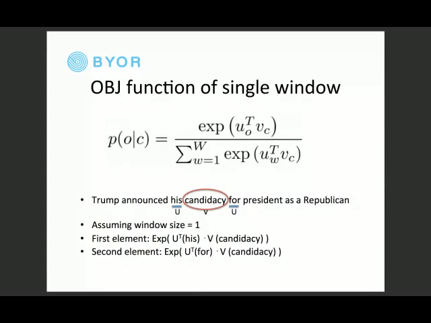And after we optimize the word "candidacy", we'll move to "for" and then "president" and "as a Republican". We are moving one word at a time, and trying to maximize the probability.